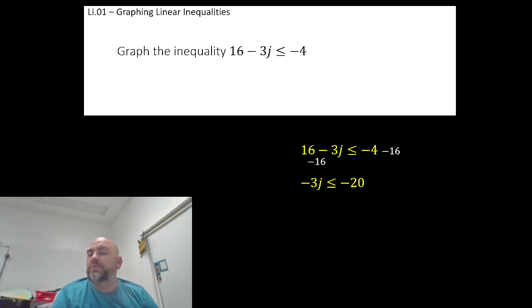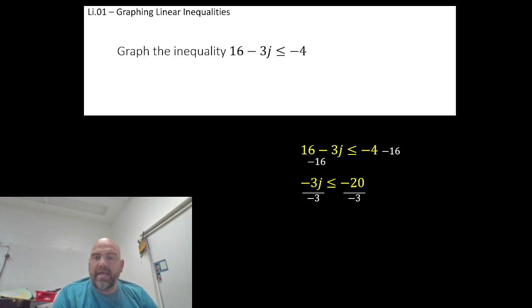All right, so now we still have the j has a number in front of it. We call it a coefficient. That number is being multiplied to the j value, so we need to divide to get rid of it. And so what we're going to do is divide every term, in this case it's just one term on each side, by negative 3.